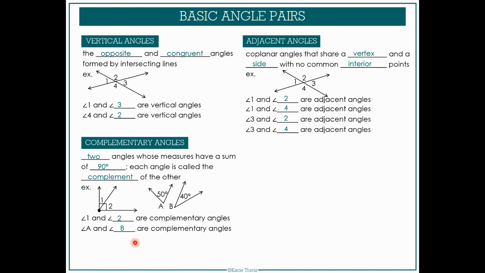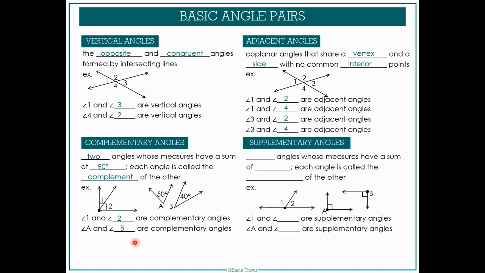Complement, 90. Now, the other set of angles that we're going to talk about are supplementary angles. Supplementary angles also add up, but this is a bigger thing that they add up to. So supplementary angles are two angles whose measures have a sum of 180. Each angle is called the supplement of the other. So, in our example down here, we have angles 1 and 2. If they're both on a straight line, remember straight lines, those are straight angles. So that means that they add up to 180.